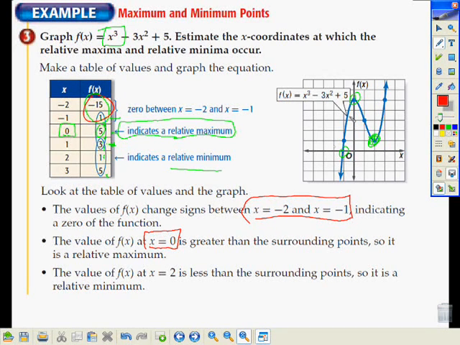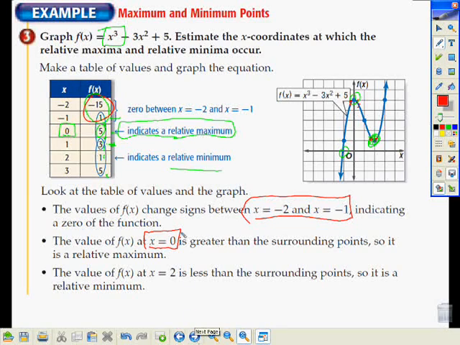Now, they haven't actually zoomed in and found exactly what that is, but it's okay to go ahead and just round that for now and say, well, that's probably a maximum there. If you wanted to know for sure, you'd have to choose points that are a lot closer to that to see if it really is. And then the same thing with this one. They're saying it's a minimum because it's lower than the surrounding points.